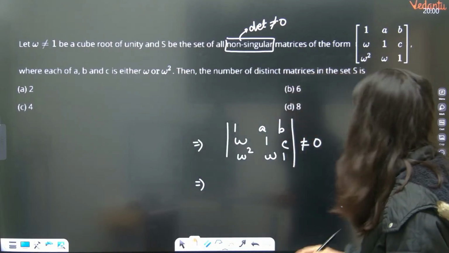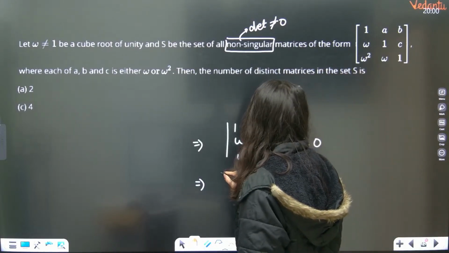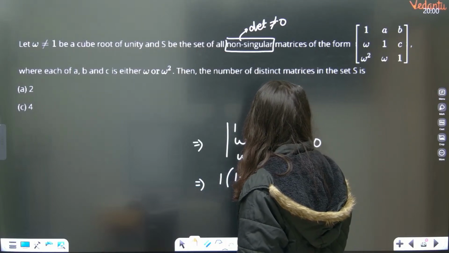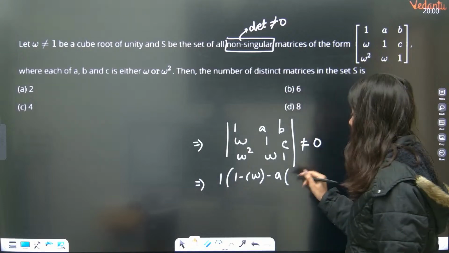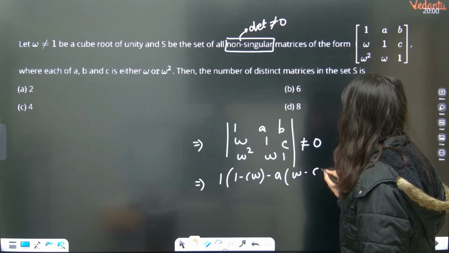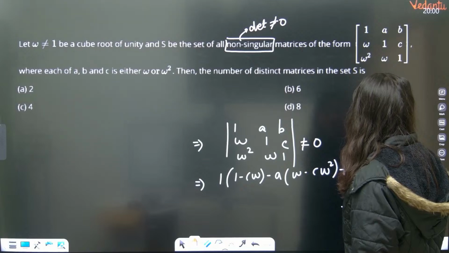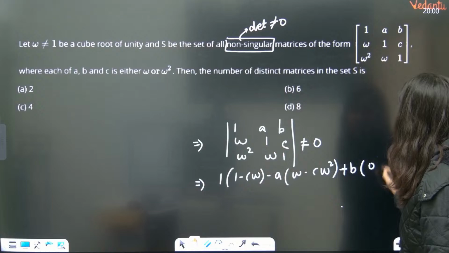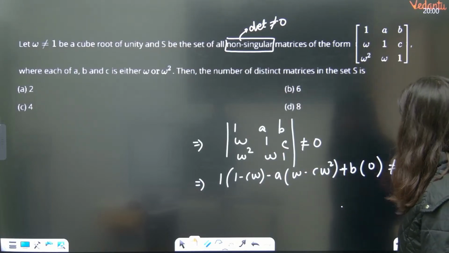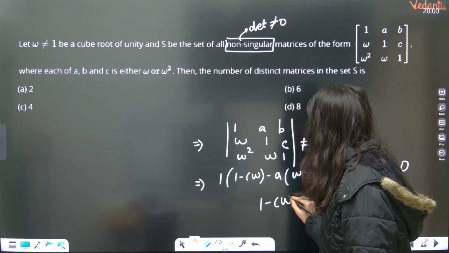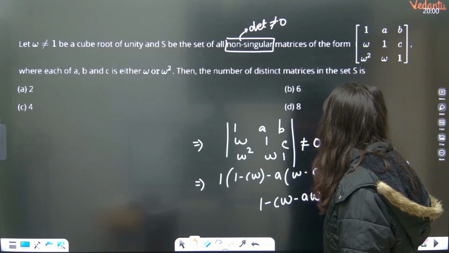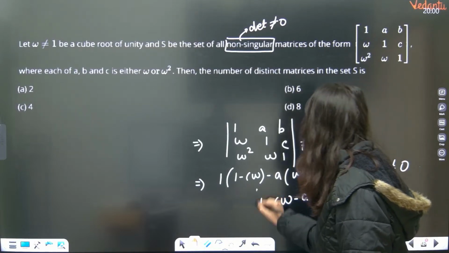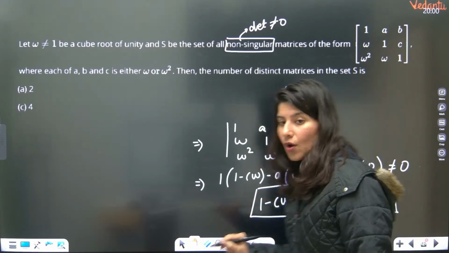Okay. Solve it. 1 minus C omega minus A omega minus C omega square plus B. We are having omega square minus omega square, that is 0, is not equal to 0. So this term, 1 minus C omega minus A omega plus AC omega square, is not equal to 0. Understand? This is your thing.